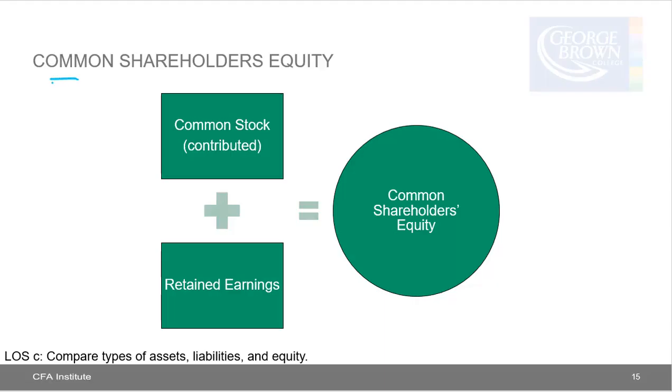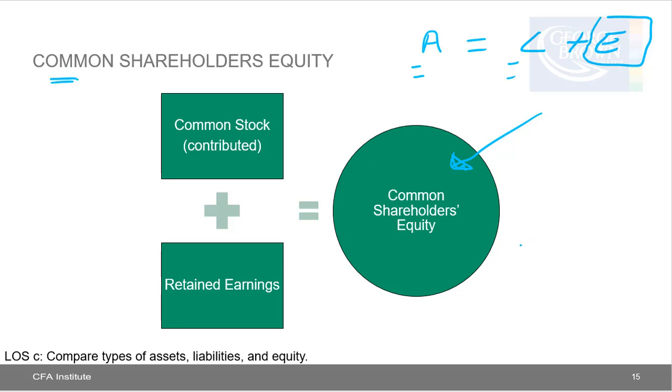Now on the balance sheet, we're going to look at common shareholders' equity. So again, assets equals liabilities plus equity on the balance sheet or statement of financial position. Assets are made up of current assets and non-current assets. Liabilities are made up of current liabilities and long-term debt. And now we're going to be looking at equity, here referred to as common shareholders' equity.